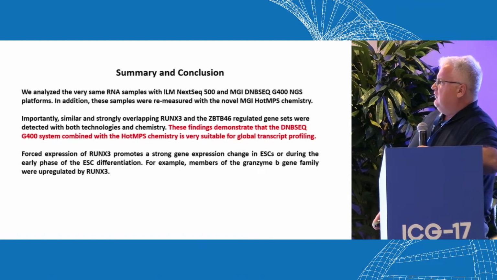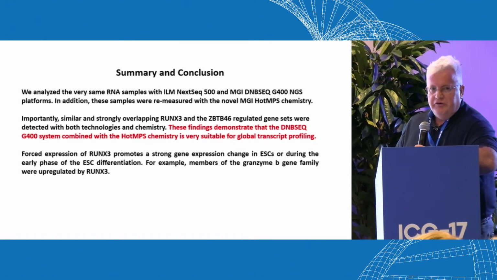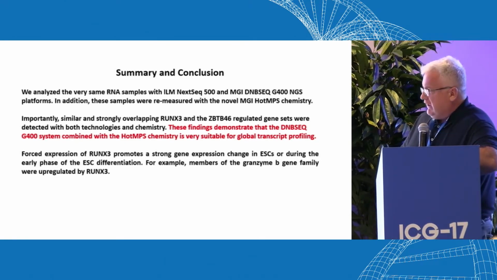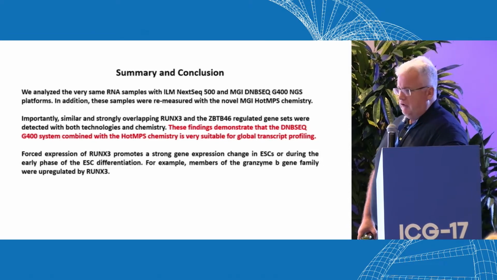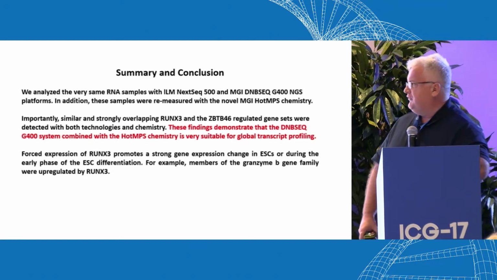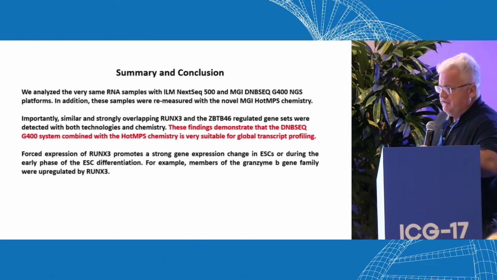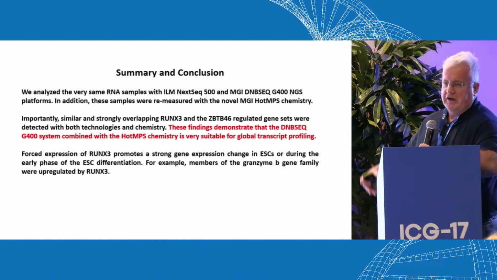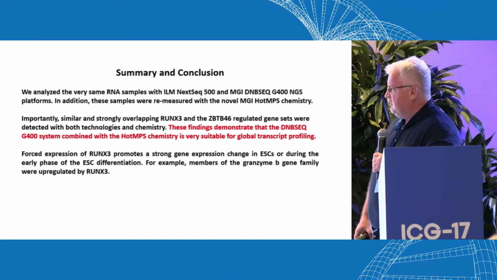So to summarize the data, we analyzed the very same RNA samples and compared the Illumina versus the MGI technology. And in the case of the MGI samples, we reanalyzed, comparing the hot MPS versus the standard MPS. And as you can see, we found similar and overlapping Runx3 and Zbtb46 regulated gene sets detected with both technologies, and even if you use the hot MPS, we got similar results.